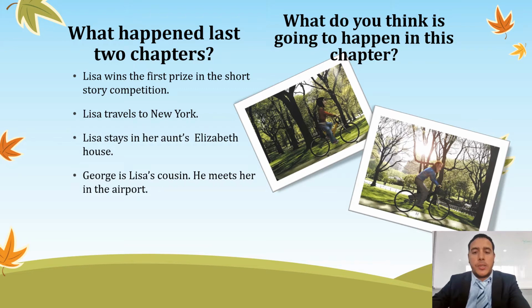Now, let us remember what happened in chapters 1 and 2. Lisa wins the first prize in the short story competition. Lisa travels to New York. Lisa stays in her Aunt Elizabeth's house. George is Lisa's cousin. He meets her at the airport. Now, what do you think is going to happen in chapter 3? Think with your parents, with your brothers, and share your answers with me.